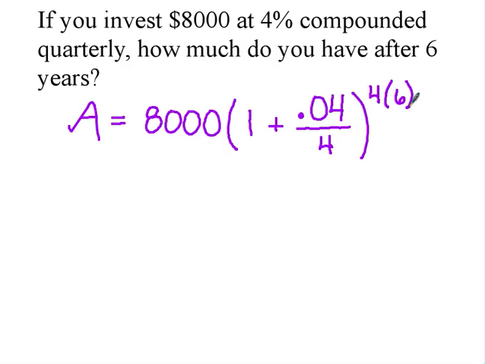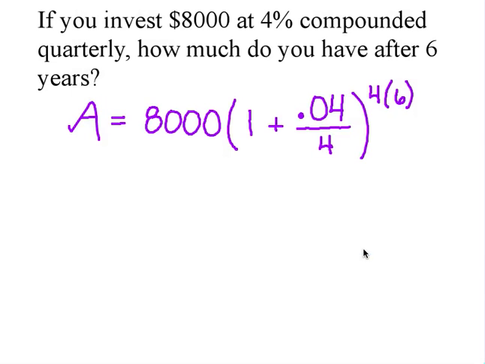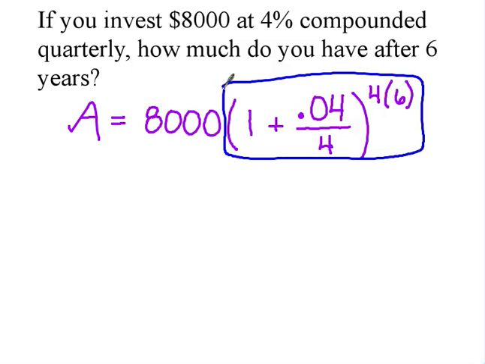Now I'm going to tell you one thing that you will always do. You will always, at the very end, multiply by 8,000. You need to focus on this first. That 8,000 you don't mess with till the very end. Make sure you understand that. Leave that 8,000 alone. So now I'm going to focus on the parentheses. The parentheses in this case say 1 plus 0.04 divided by 4. So I'm going to go ahead and calculate this. 0.04 divided by 4. So go ahead and do that for me. And what do you get?